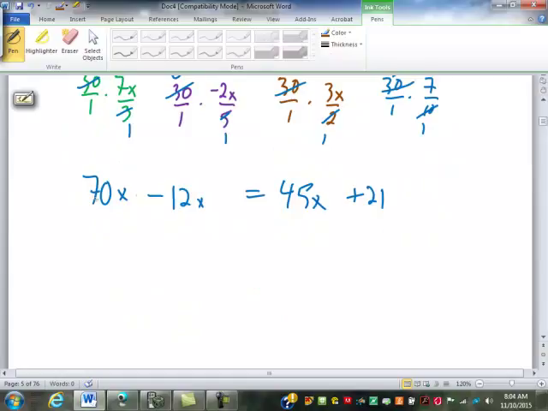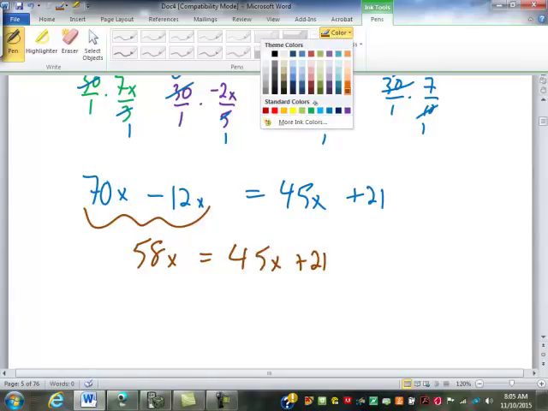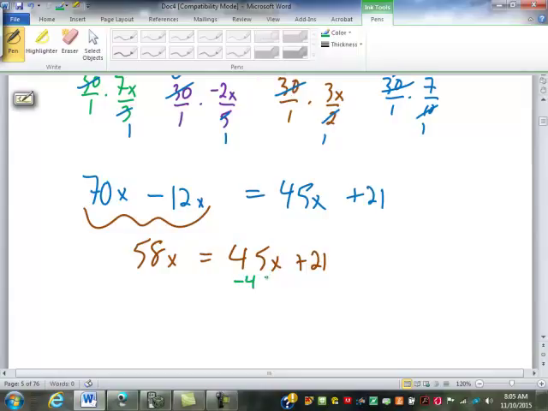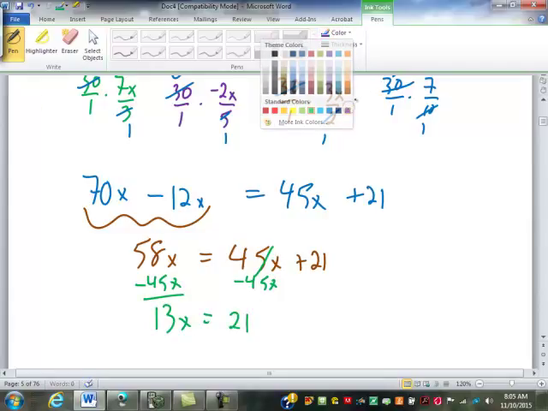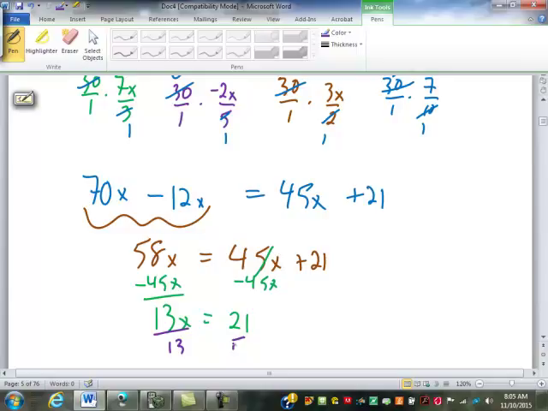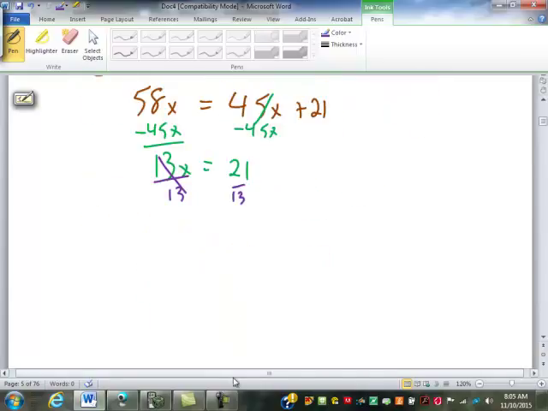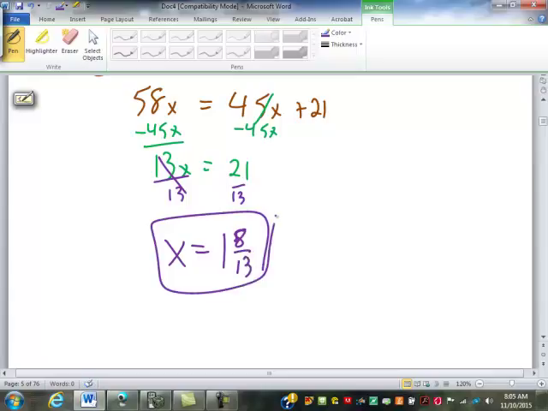Combine. 70 minus 12, 58x. There's 45x plus 21. And then subtract 45x. Yes, 13x equals 21. And then divide by 13. Give us that x equals 1 and 8/13.